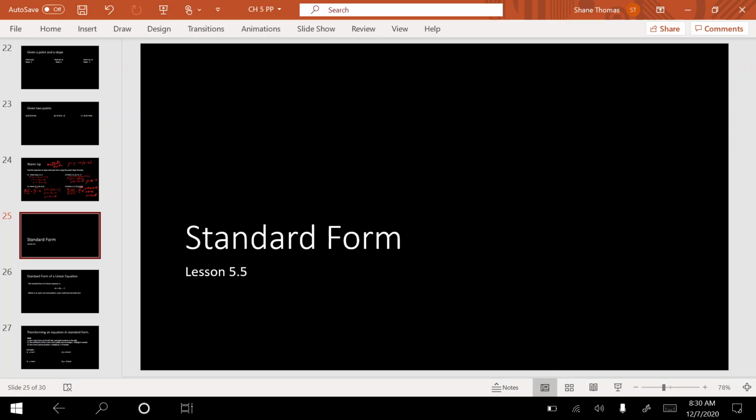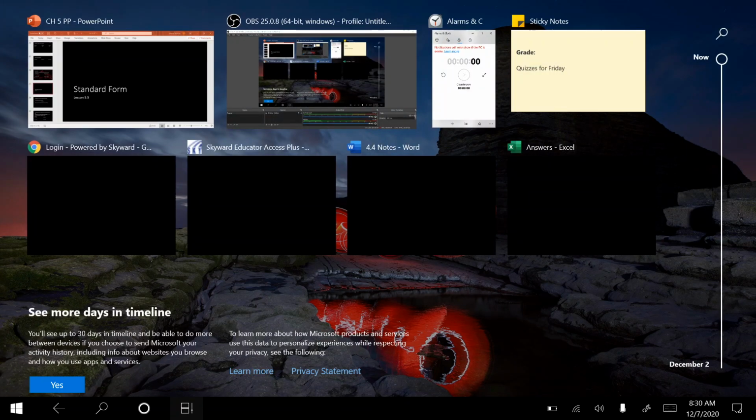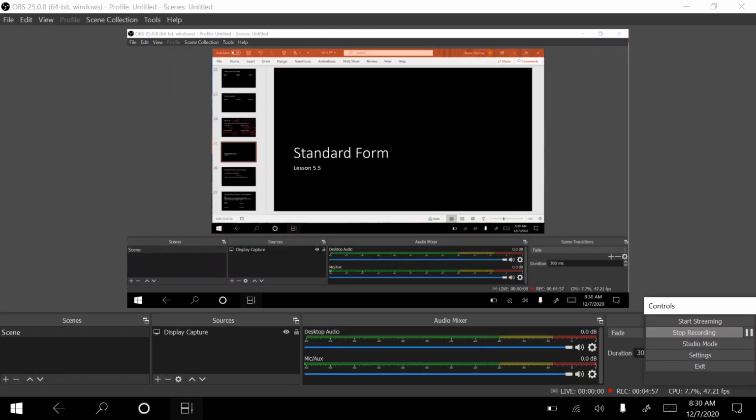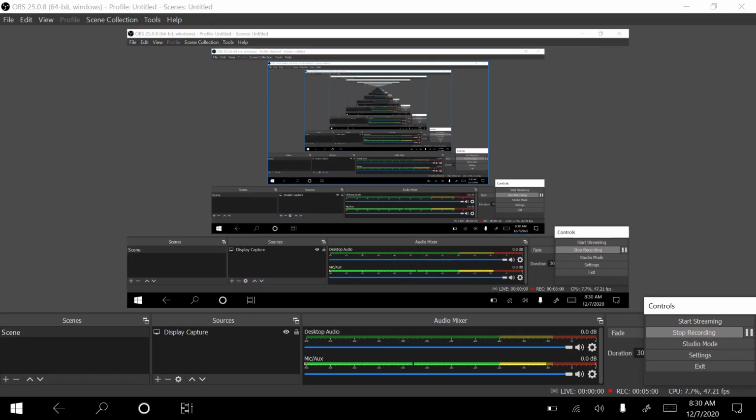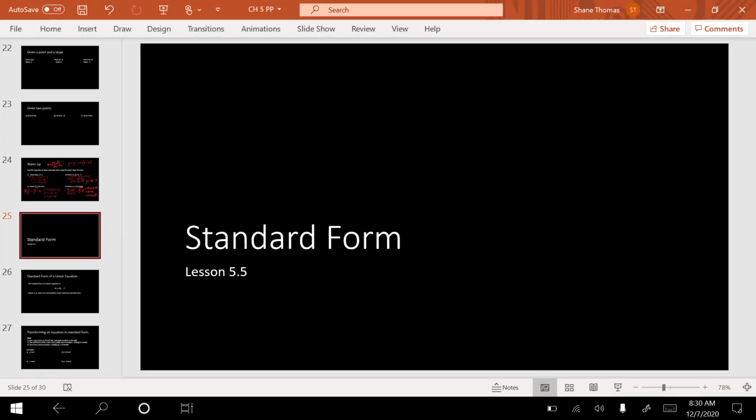All right, so here's today. 5-5 is standard form. Standard form is another way that we can look at an equation of a line. So in standard form, things are kind of shuffled a bit. You don't see your slope right away. You don't see your y-intercept right away. It's in a form that's slightly different than what we've looked at before.